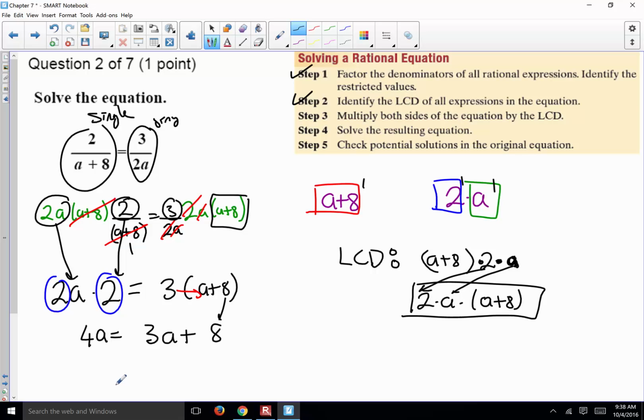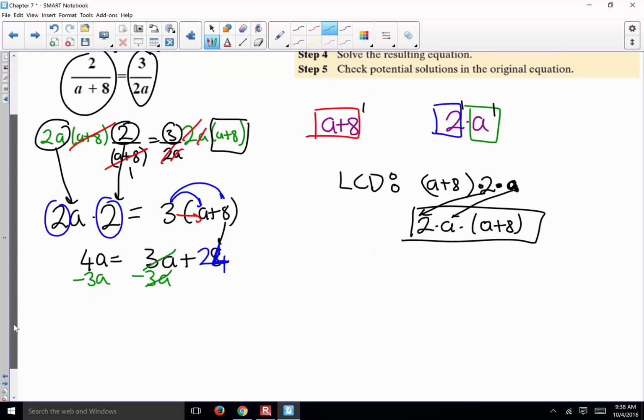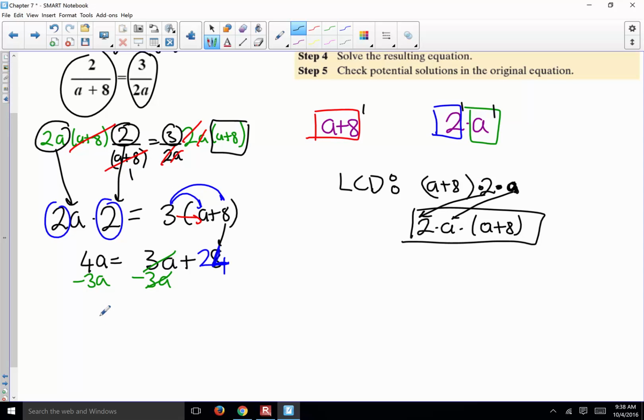Is that right? This is wrong. This is one of the most common mistakes. You not only multiply the first one by 3, you distribute whatever is left here to all parentheses. So it's 24, not 8 only. 3 times 8 is 24. Next, I remove 3a from the right side by taking its opposite and putting it on both sides. 4a take away 3a is only a. a equals 24.